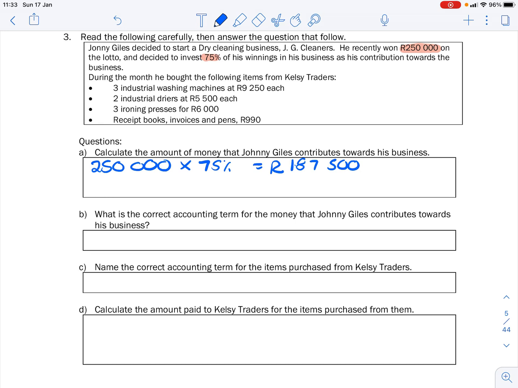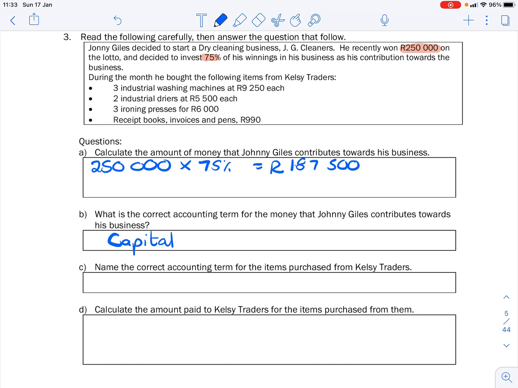What is the correct accounting term for the money that Johnny Giles contributes towards his business? Now, when the owner of a business contributes money towards his business, we call that capital. Remember, just capital, not capital contribution. The account we work with is capital.